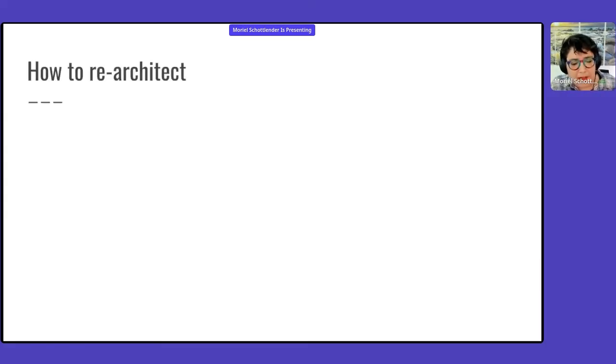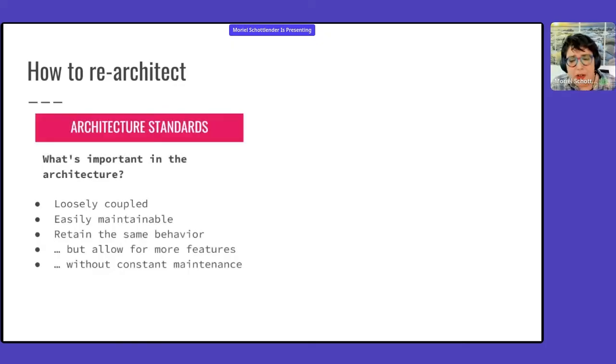Well, the first thing is to think about, what are the standards? What do I want? What am I aiming for, right? So, okay, what I want is to make sure that it's loosely coupled. It means that it's made out of pieces that I can just replace seamlessly. They're not directly touching one another, so that if something happens and I want to replace, I don't know, the middle layer, the top layer, whatever, I can just replace it. It needs to be easily maintainable. I needed to retain the same behavior, but allow for more features without constantly maintaining this.